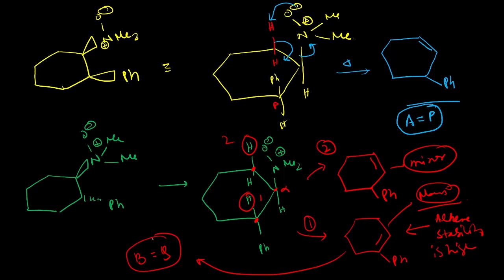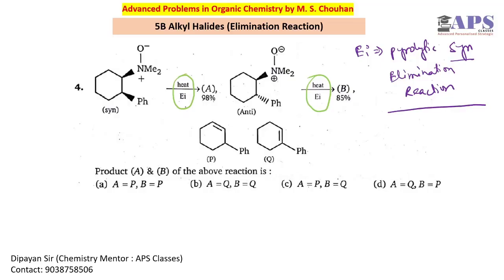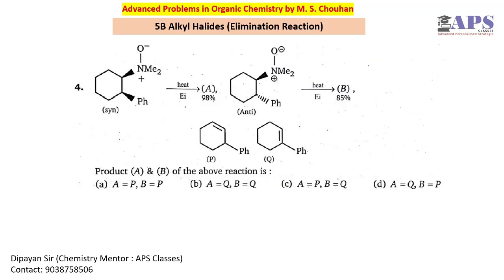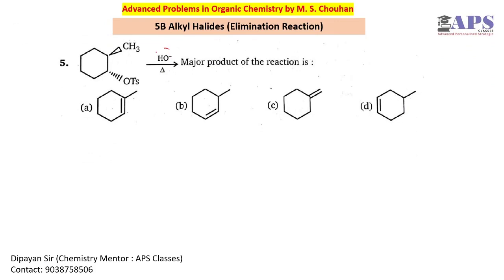First of all, we have to find the syn hydrogen, because this is pyrolytic syn elimination. If syn hydrogens are present in only one position, then we don't have any choice, we have to remove from that one only. But if we have two positions where syn hydrogens are present, then always we have to go for alkene stability or final stability of the product. So if we compare the options, A, P, B, Q is the correct option, which is option C.